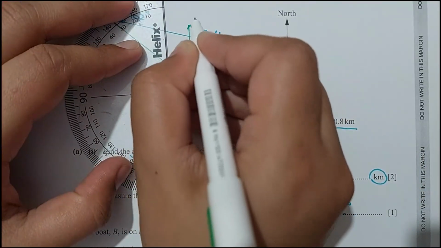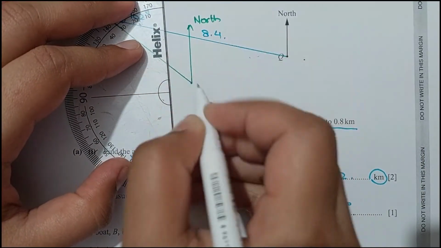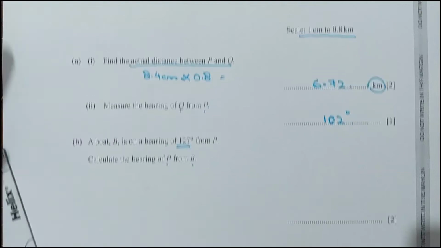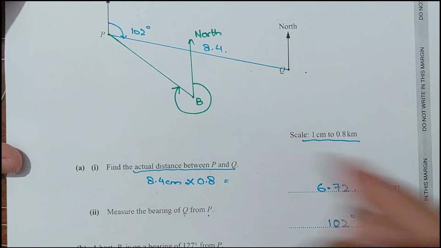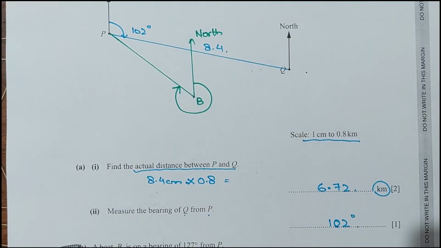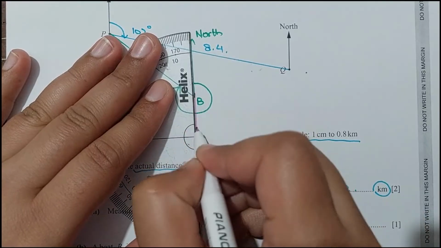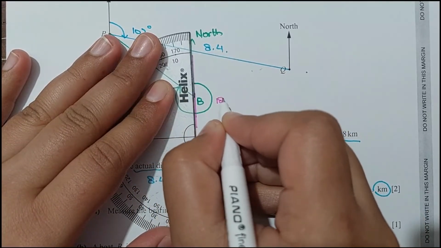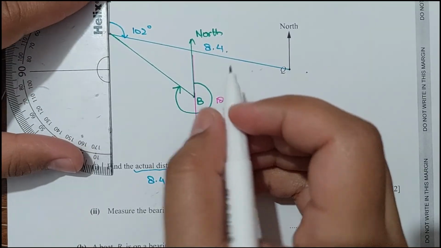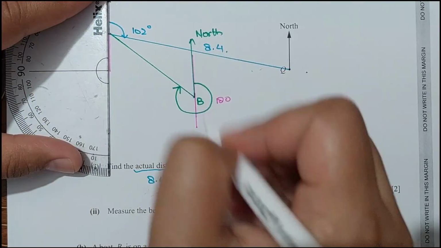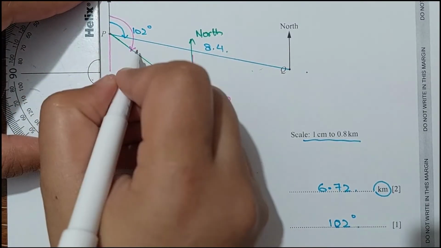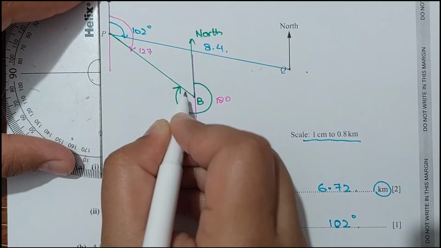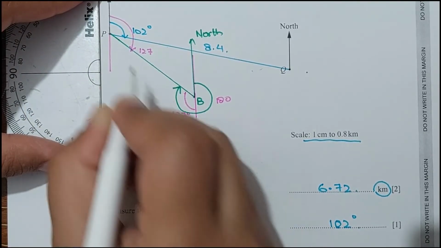Draw the north line at B. This is the boat B, right? Now we have to calculate the bearing of P from B, meaning from B to this P. You have to measure that bearing. So this straight line, obviously 180, add something. These two are parallel lines. As we know, this line and this line are parallel. So from the north line to this B, the angle we have been given is 127. So this angle and this angle are also 127 because they are alternate angles.